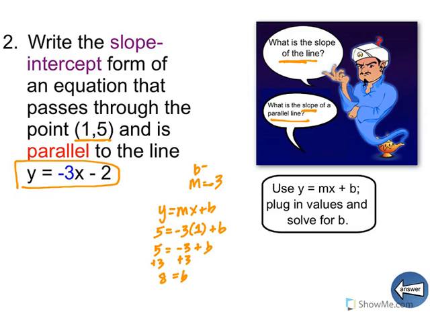We know our y-intercept is 8. We know that our slope is negative 3. And so now I can write the equation, which is y equals negative 3x plus 8.